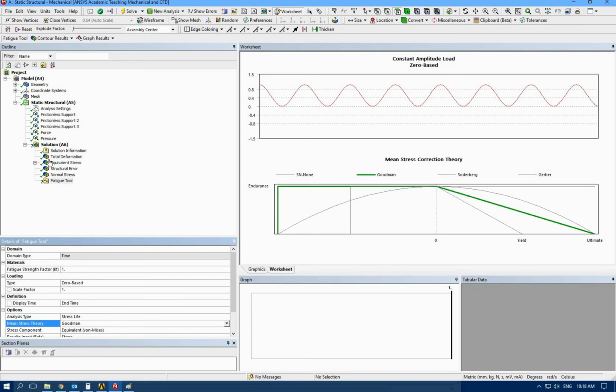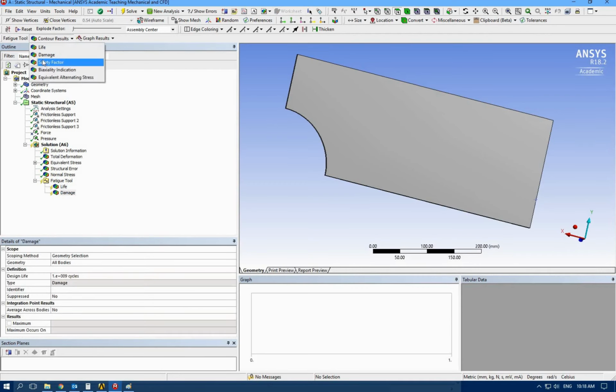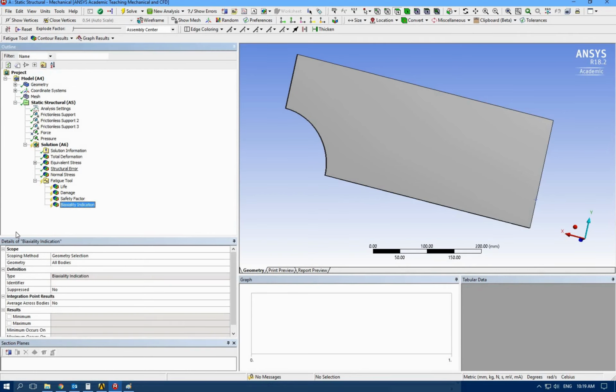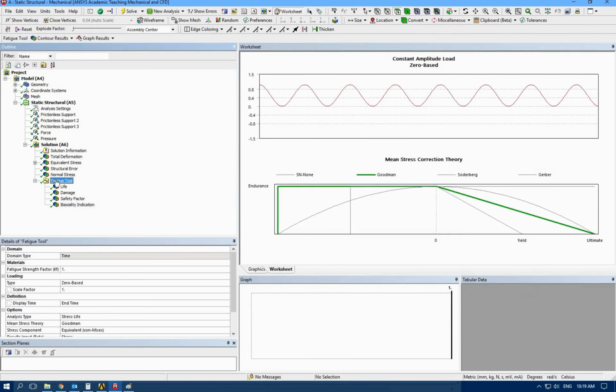Okay, now let's add a few results. Inside counter results, you can add life, damage, safety factor, and biaxiality indication. Good. Let's solve it. As I told you, this solution must be much faster than the initial solution because fatigue calculation is a post-processing calculation. It just uses all the information available here to calculate the rest.